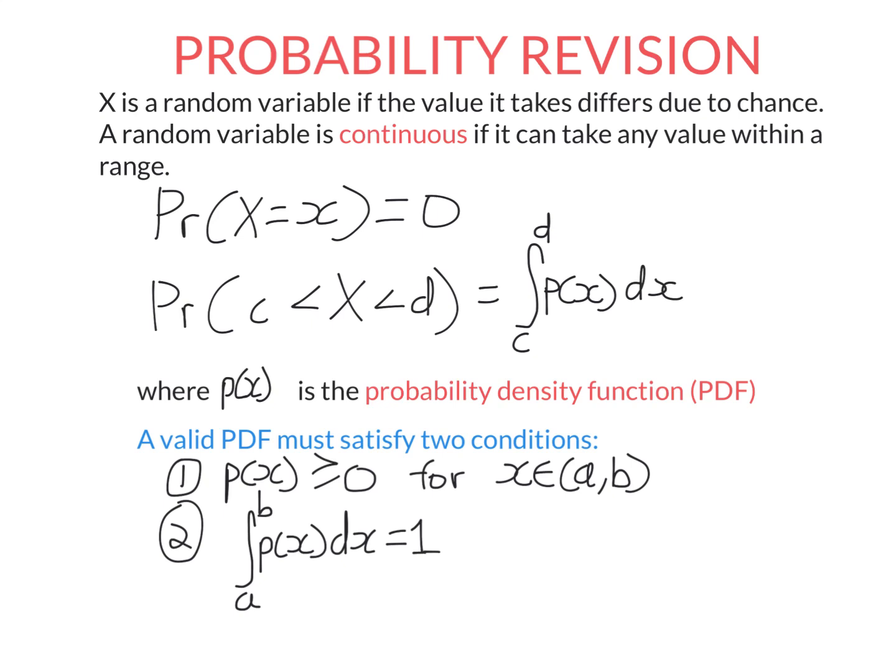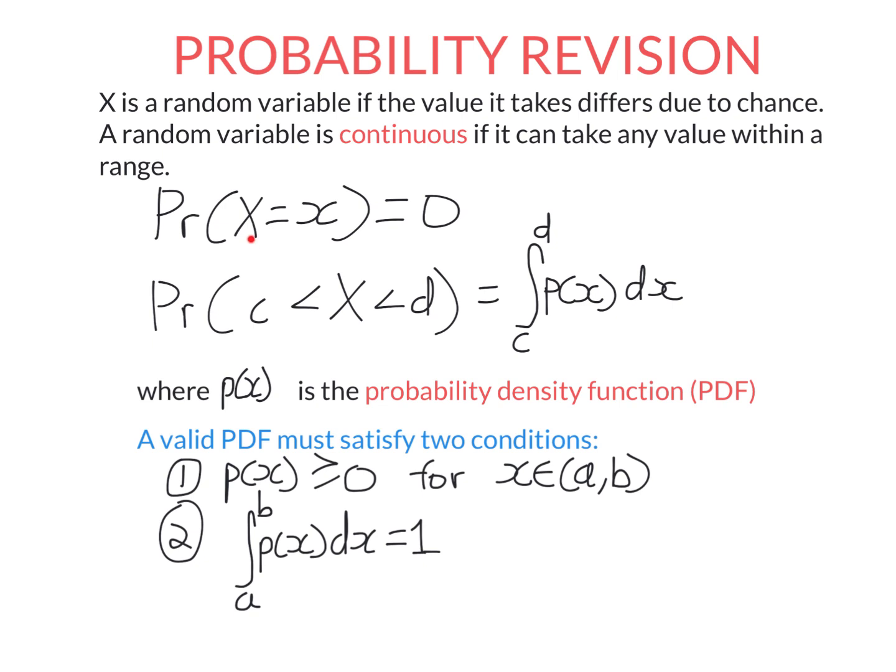Thank you so much for tuning into this video in which we review what you need to know about probability. So this semester is all about continuous random variables. X is a random variable if the value it takes differs due to chance. Same definition as last semester, but this time we're looking at continuous random variables. That means the random variable X can take any value within a range.